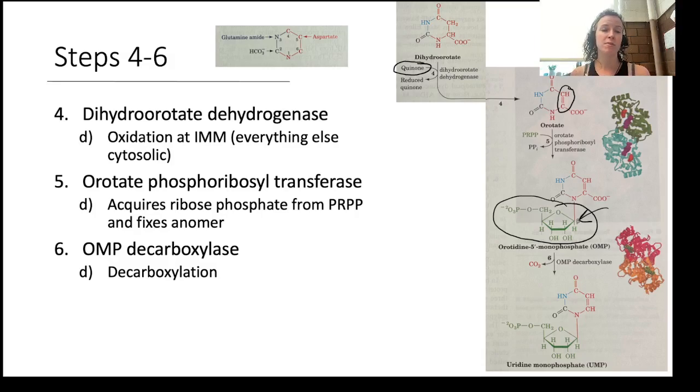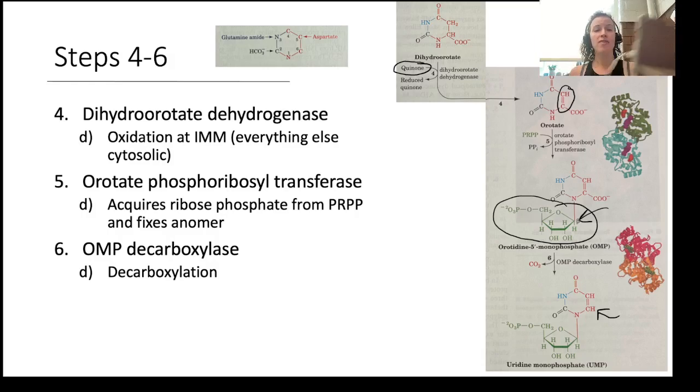Step 6, performed by OMP decarboxylase. It's named fairly well, right? It performs a decarboxylation where we lose the carbon dioxide that was there. And that gets us to UMP, the uridine monophosphate.